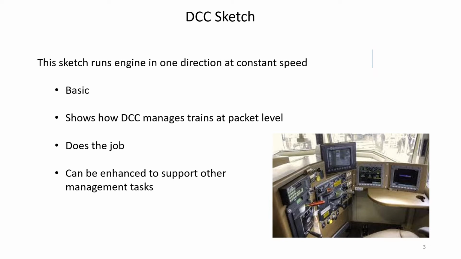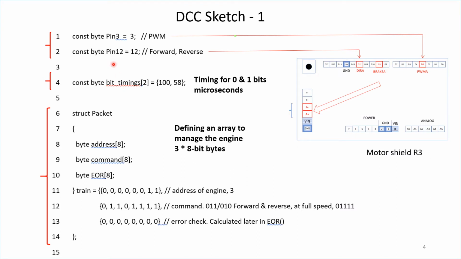Basically, I've learned how DCC works now, so it's done the job. So these are the lines of code in my C++ program. On the motor shield, I've got pin 3, which is the PWM channel A. I've labeled pin 3. And D12, I've labeled pin 12 for use later in the sketch.